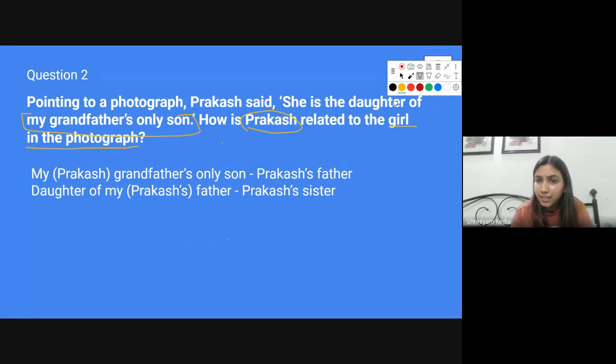Okay. So this is the second bit. Prakash, she is the daughter. So the girl in the photograph would be Prakash's sister. Okay. Prakash is girl's brother. Now see, what is it? This is clear. My grandfather's only son is Prakash's father. My here is Prakash. Then daughter of my father, daughter of Prakash's father is Prakash's sister. And she is the girl in the photograph. So Prakash is the girl's brother. Okay. Any doubts?